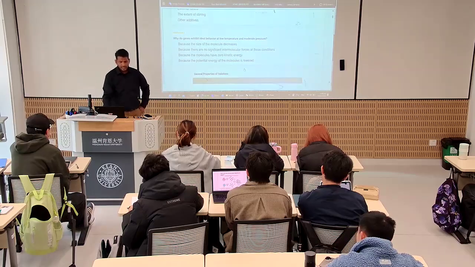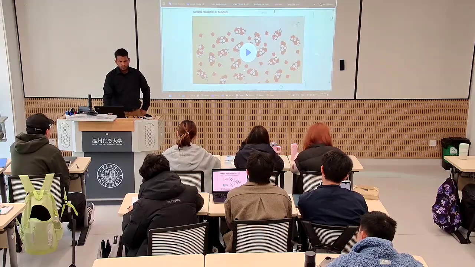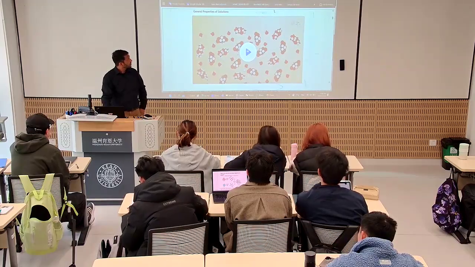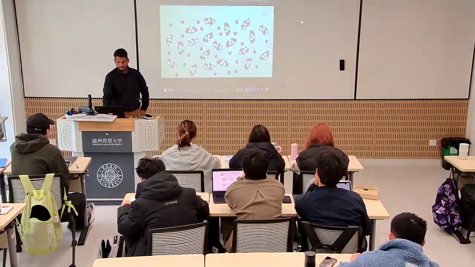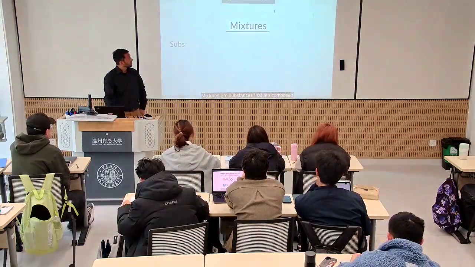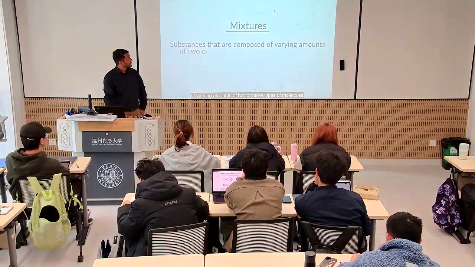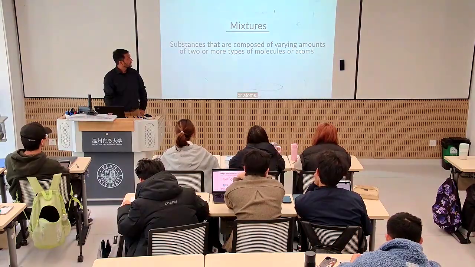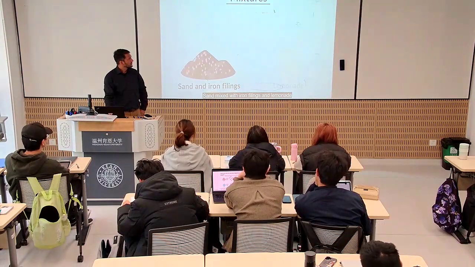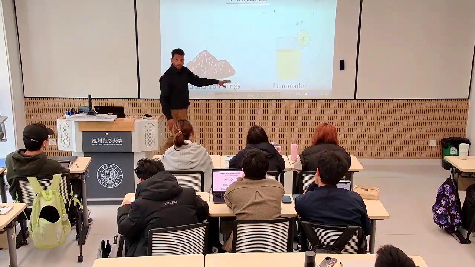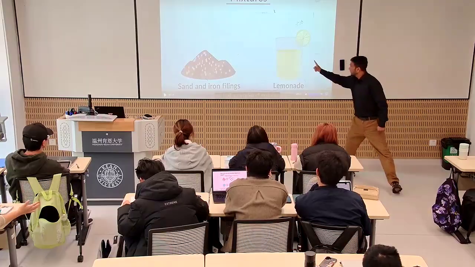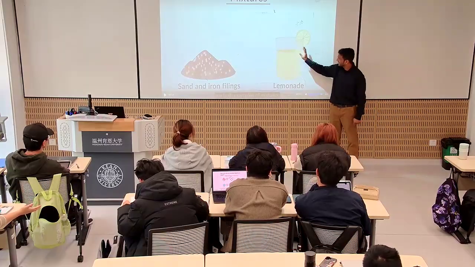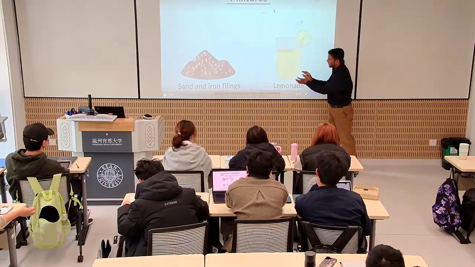Okay, again, let's learn a little bit more about the properties of a solution. Just sucrose and water. Each drop of lemonade tastes the same. Mixtures are substances that are composed of varying amounts of two or more types of molecules or atoms. Sand mixed with iron filings and lemonade are both examples of mixtures. Students, both are mixtures, but which one is a solution? Which one is one phase? Here you cannot see the citrus and water compound.